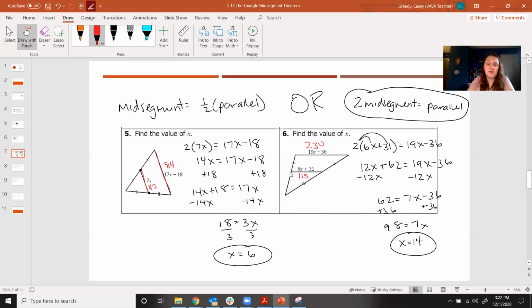If you end up getting an answer where your midsegment is longer than the parallel side, you probably set your equation up incorrectly, and so you should just be careful of that. The midsegment is half of the side it's parallel to, not the other way around.